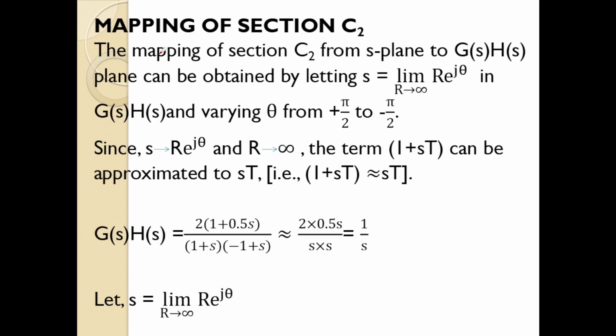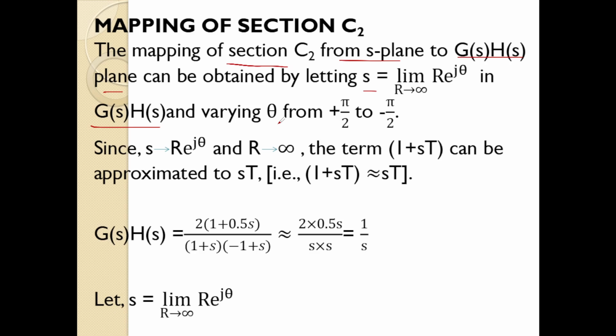The mapping of section C2 from S plane to G of S H of S plane can be obtained by simply letting S equal to limit r tends to infinity r e power j theta in G of S H of S, and varying theta from plus pi by 2 to minus pi by 2, where S tends to r e power j theta and r tends to infinity.